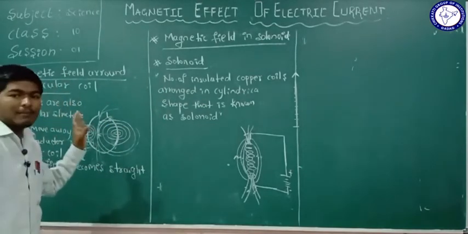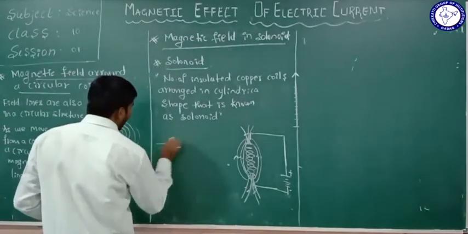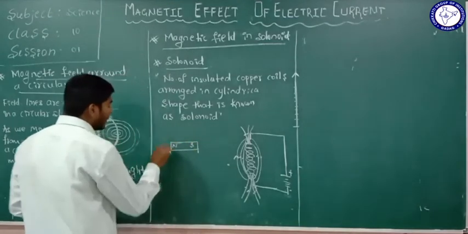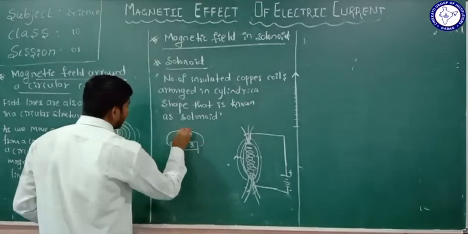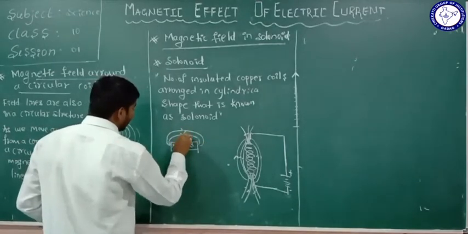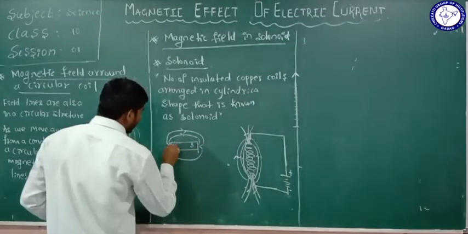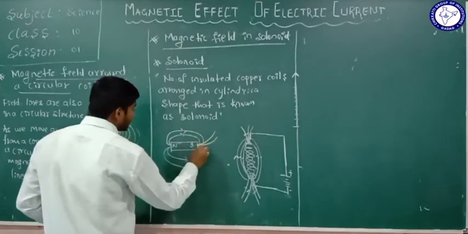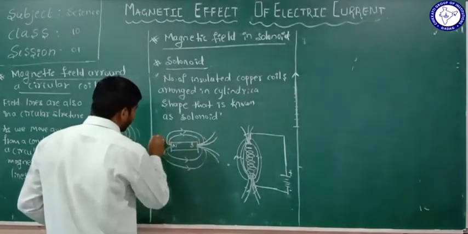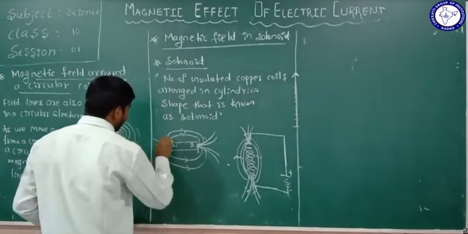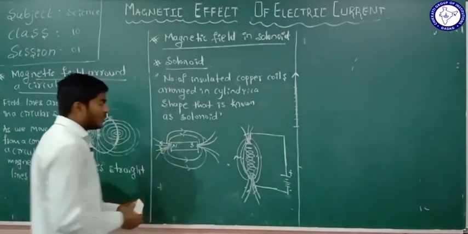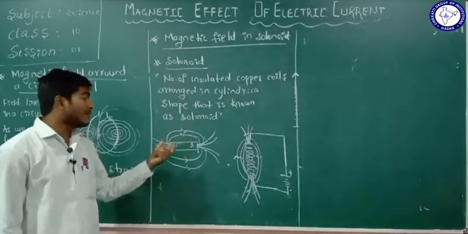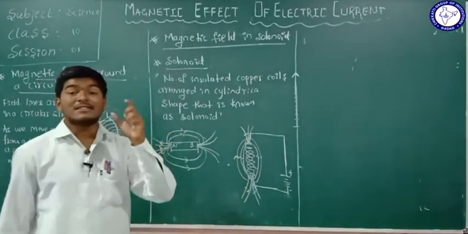The field lines of the bar magnet, as we studied already: outside the magnet, the field line starts at the north pole and ends at the south pole, isn't it? And inside the magnet, the magnetic field lines start at the south pole and end at the north pole. See here. So the magnetic field lines inside the solenoid are also the same as a bar magnet. It acts similar to a bar magnet.